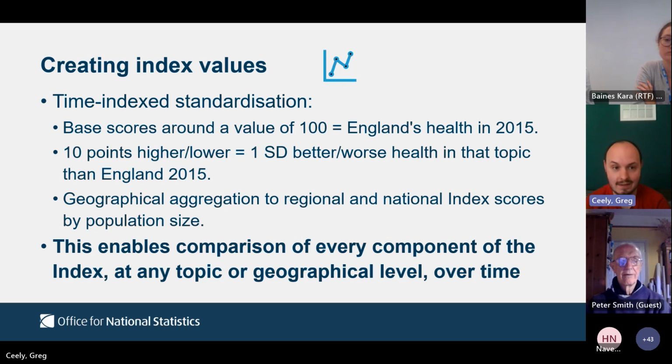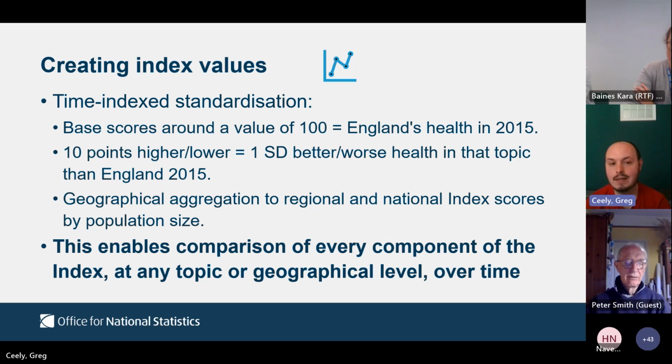We've then done further standardization, in this form shown here, of 10 points higher or lower on the index representing one standard deviation better or worse health at each aggregation stage, because otherwise with a simple arithmetic mean, we would just get results coming closer and closer to 100 and we wouldn't maintain that scale. The result of this is that every component of the index at any topic or geographical level is presented with the same scale over time, with 100 as its base result, a higher or lower score than 100 meaning better or worse health than England in 2015, respectively.